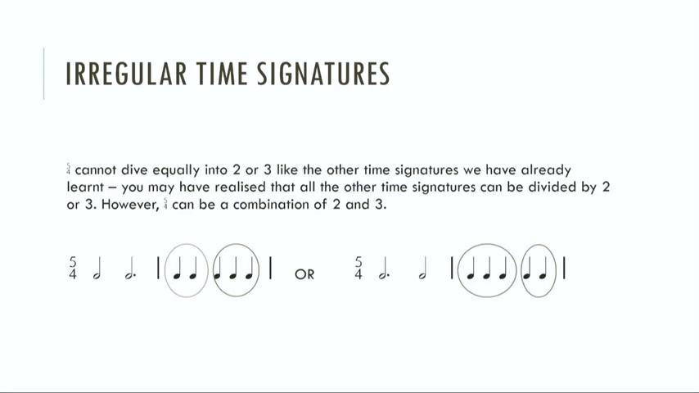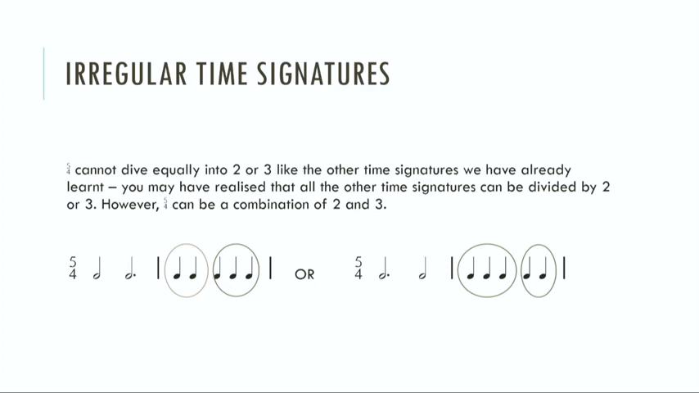Now 5/4 cannot divide into 2 or 3 like other time signatures we have already learned. Remember, let's say 4/4. 4/4 can divide into 2, or each pulse can divide into 2. Each crotchet pulse divides into 2 quavers. Or 3, so 6/8, for example, 1 dotted crotchet can divide into 3.